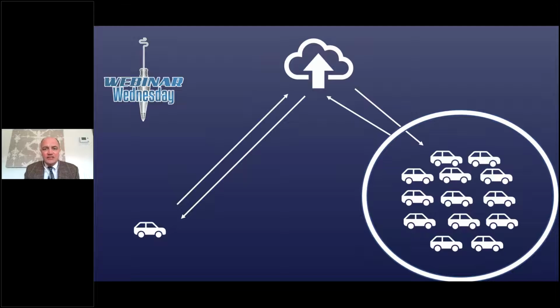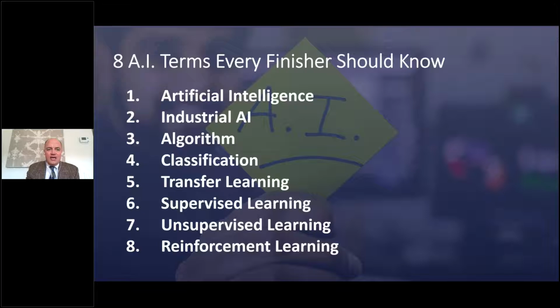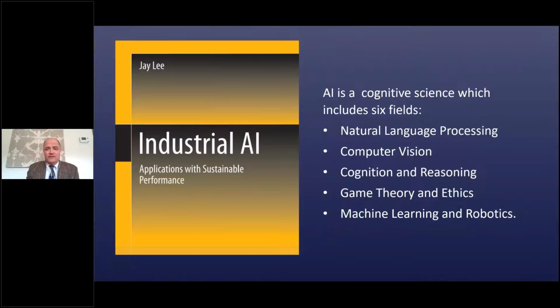Now, the reason this is important is that car gets smarter and smarter and smarter to the point where every single individual Google car has hundreds and hundreds and hundreds of years of driving experience. And that is the power of the cloud. That is the power of artificial intelligence. And this is just one application of it. So 8 AI terms every single finisher should know. Let's start out with what is artificial intelligence.